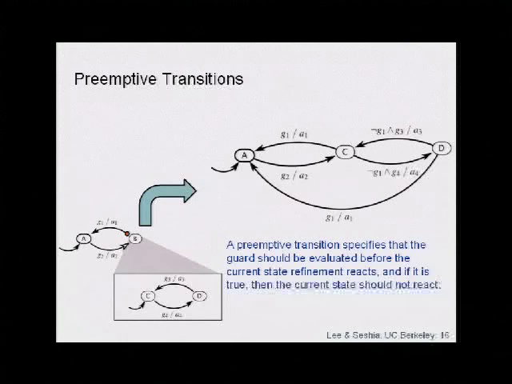Why would you need this new notation, preemptive transitions? Where is it useful? Yes? Maybe if you want to stop something immediately. Okay, sure. So it's useful in the setting of interrupts, right?